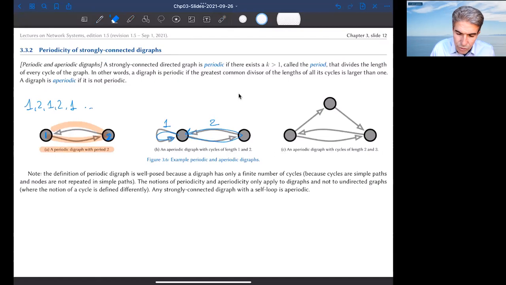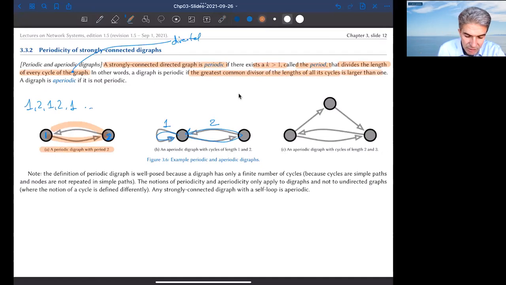So let me give you the precise definition. A strongly connected directed graph is periodic if there exists a k greater than one, not one, greater than one, called the period of the digraph, that divides the length of every cycle of the directed graph. In other words, a digraph is periodic if the greatest common divisor of the lengths of all the cycles is larger than one. And a digraph is aperiodic if it's not periodic, but that's almost just like English.